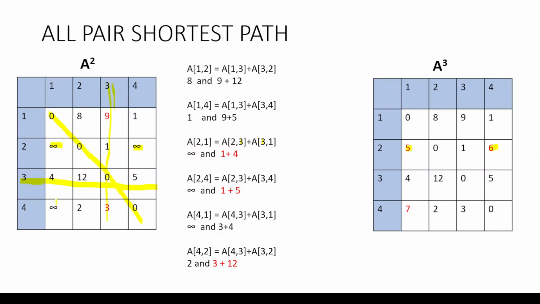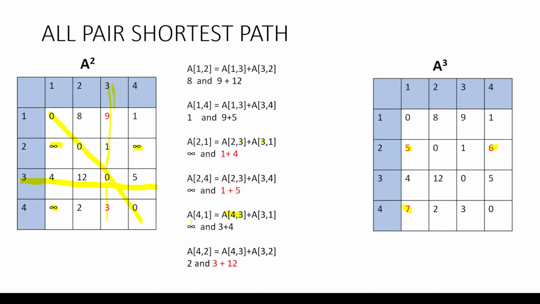Now this row we need not check. We need to check this value, that is 4 comma 1. When the intermediate node is 3, we will have to check whether there is a path from 4 to 3 and then from 3 to 1. So we are checking it here, 4 to 3 and 3 to 1. A of 4 comma 1 is given infinity in the adjacency matrix. A of 4 comma 3 is 3 and A of 3 comma 1 is 4. So we are comparing between infinity and 3 plus 4. 3 plus 4 is 7. So which is smaller? 7 is smaller. So this infinity will be replaced with 7 as the shorter path through the vertex 3.